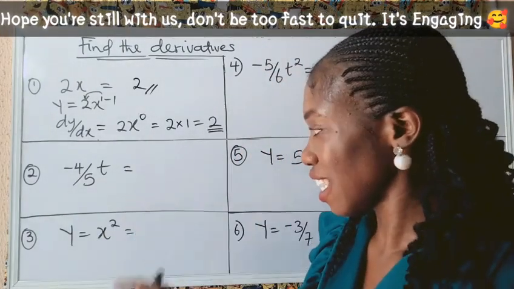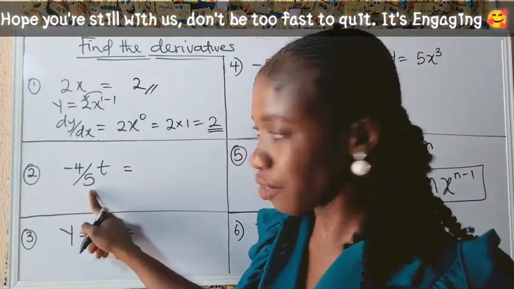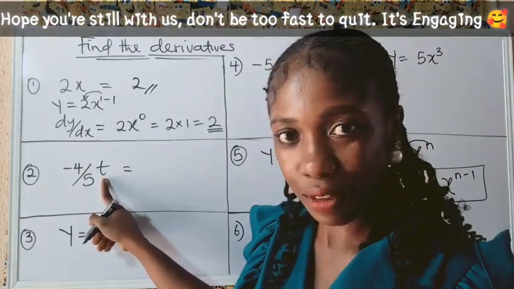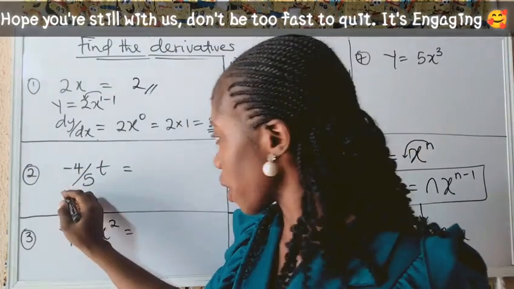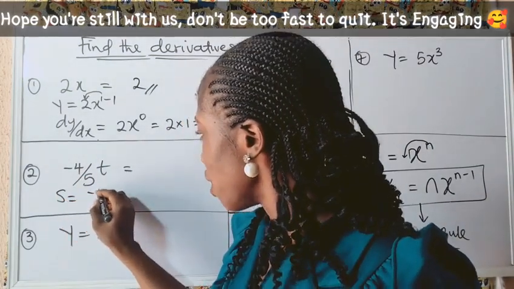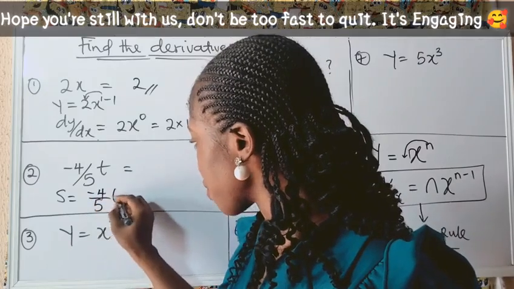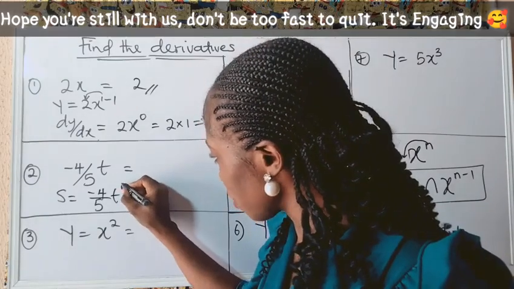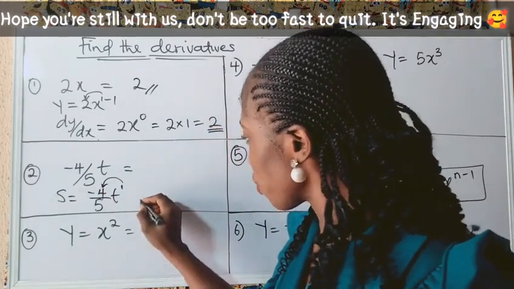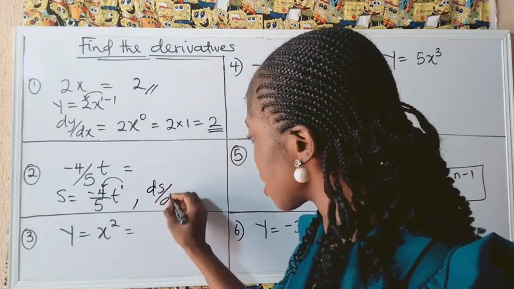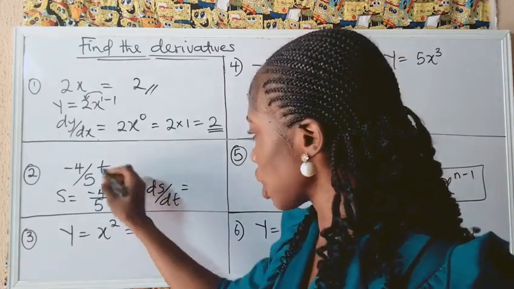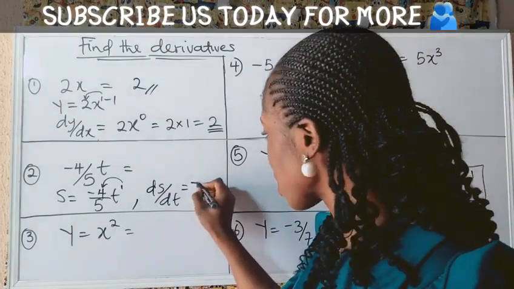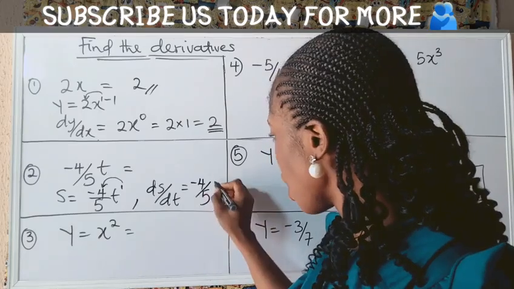Let's look at this. This is negative 4 over 5 t, and we are asked to find its derivative. This is a function of time. Okay, so we have s is equal to negative 4 over 5t. So in our differentiation, this has a power of 1, which we use to multiply. So if you do that, you are going to have ds dt is equal to, if you use 1 to multiply negative 4 over 5, it gives you negative 4 over 5. So we're still going to have negative 4 over 5t.